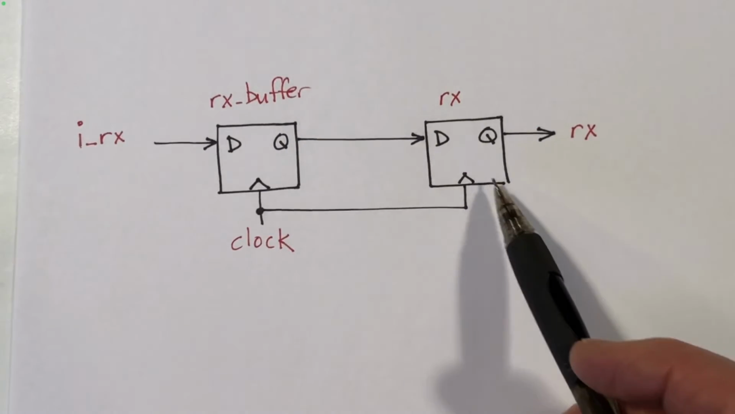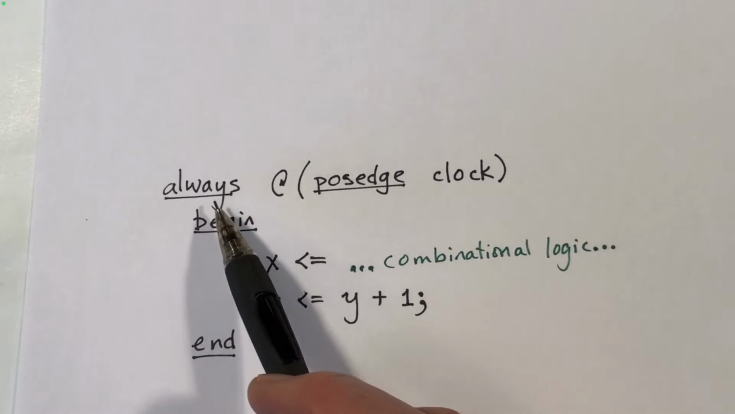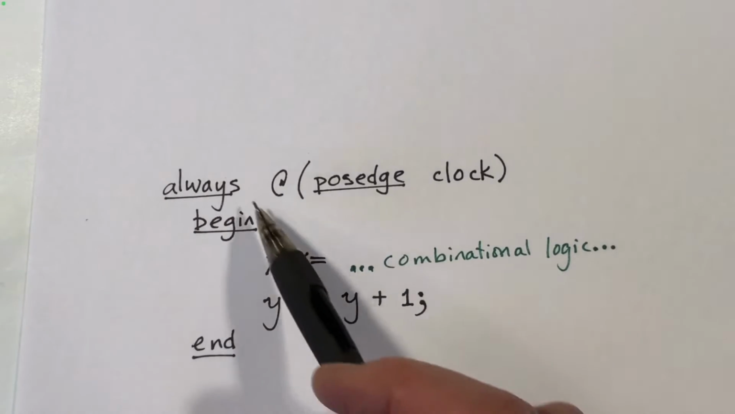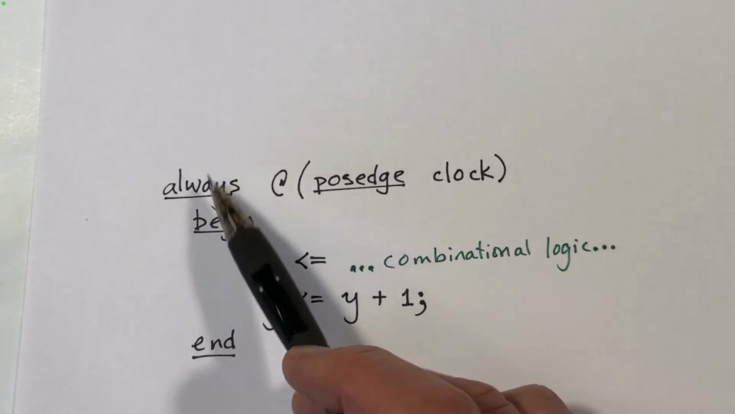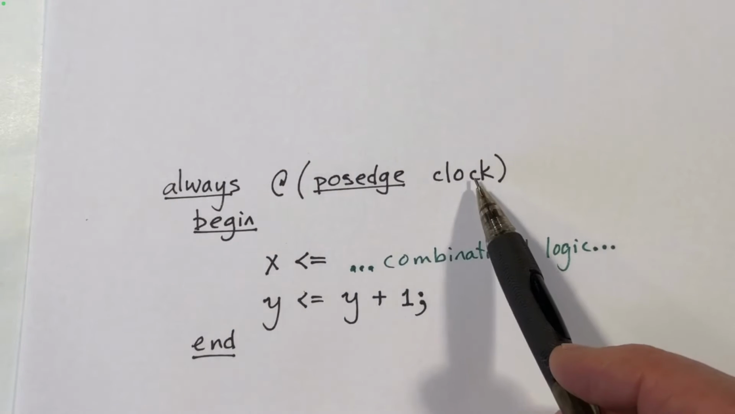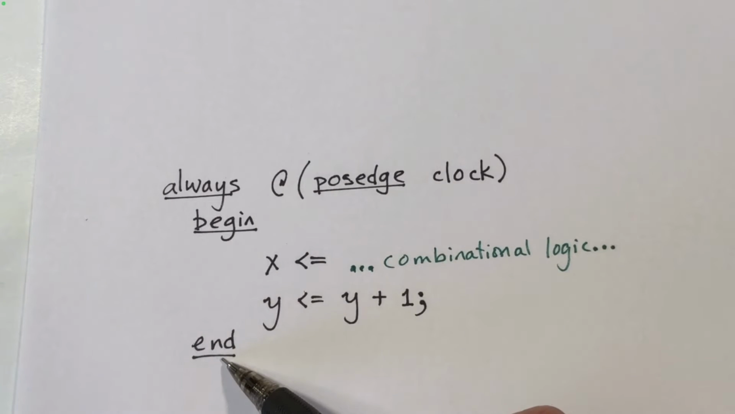So I want to describe the Verilog construct always, and there are two forms of the always construct, and this is one of them, and it's kind of idiomatic: always at positive edge, and then our clock signal, and then we have begin, and then some stuff, followed by an end.